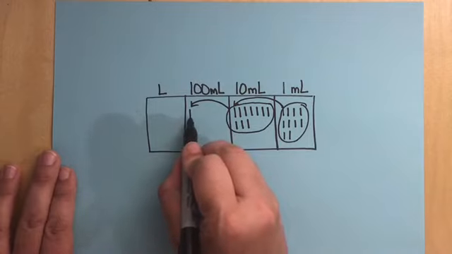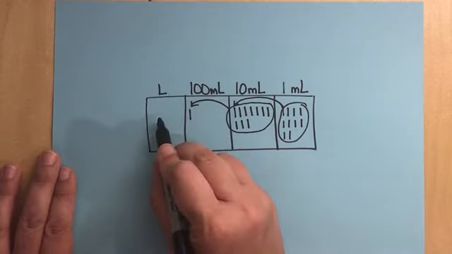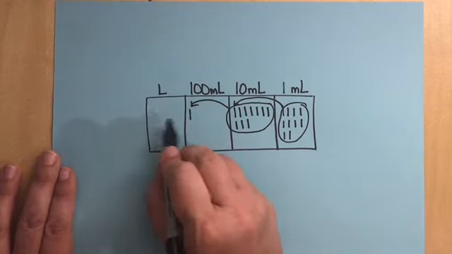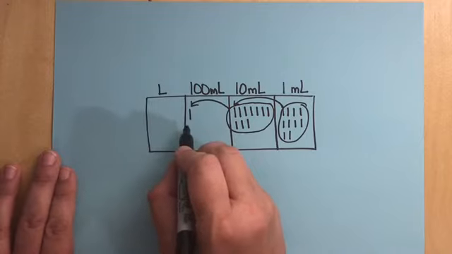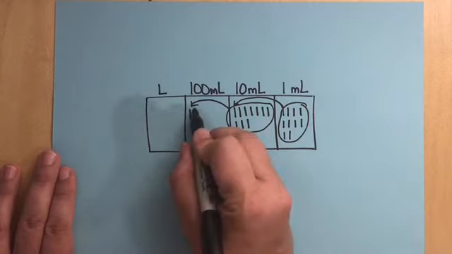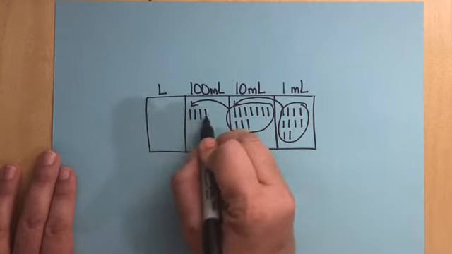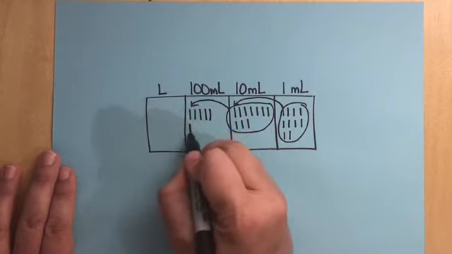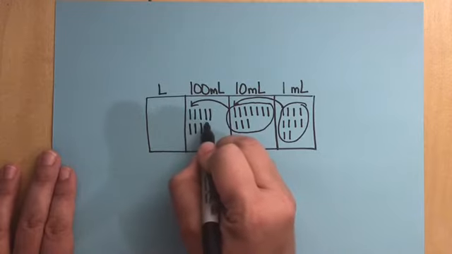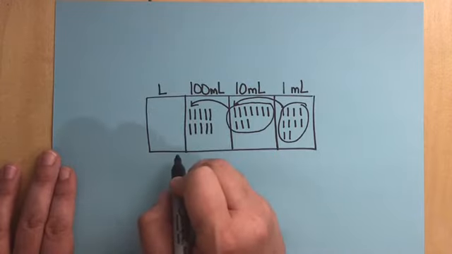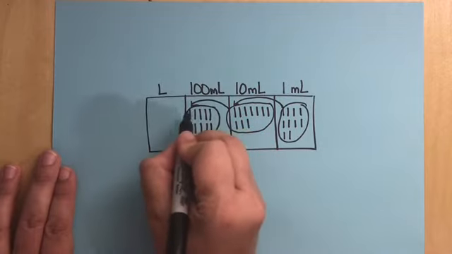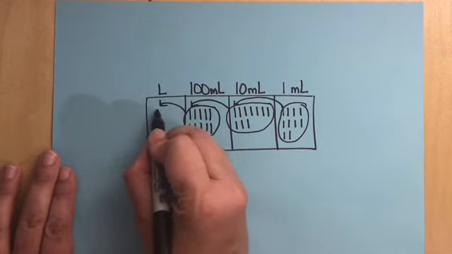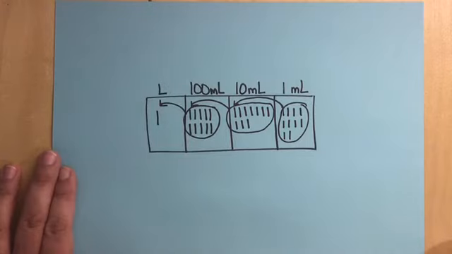How many 100 milliliters do I need to make 1 liter? Well, how many milliliters are in a liter? Yeah, there's 1,000. So we're going to count by hundreds until we get to 1,000. So 100, 200, 300, 400, 500, 600, 700, 800, 900, 1,000. So if I put all of these together, then I get 1 liter.